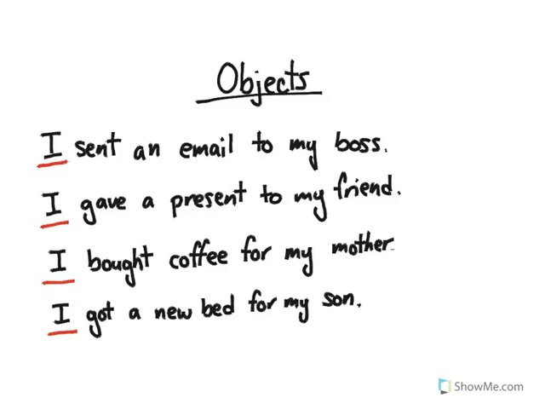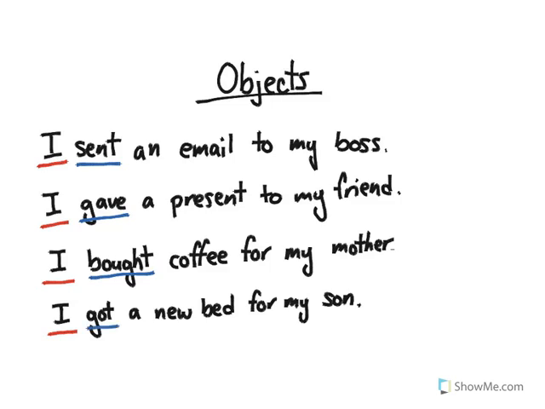Now let's talk about the verb. The verb of a sentence is the action. What is the subject doing? In the first sentence, I, the subject, sent. That is the action. In the second sentence, I gave. That is the action. In the third sentence, the action, the verb, is bought. And in the fourth sentence, the action is got.